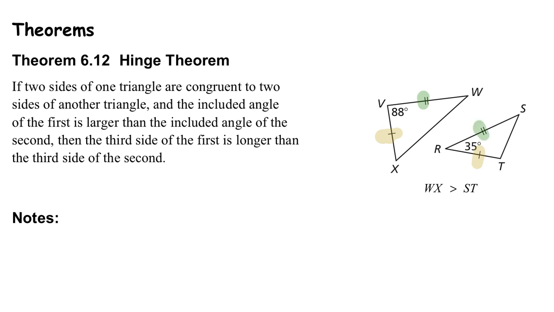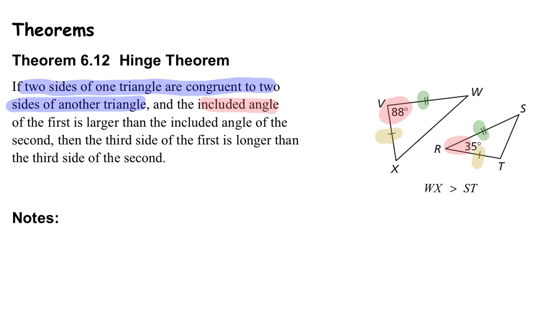Okay, so notice we have to have two sides that are congruent to two sides in another triangle. That is the key here. You have to have two sides of one triangle congruent to two sides of another triangle. And then we're looking at what's called the included angle, which is the angle between, okay? It says, and the included angle of the first is larger than the included angle of the second. Then the third side of the first is longer than the third side of the second.